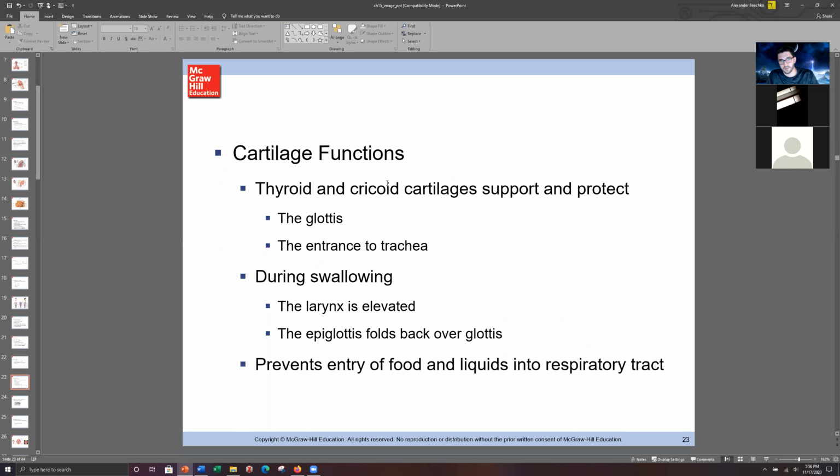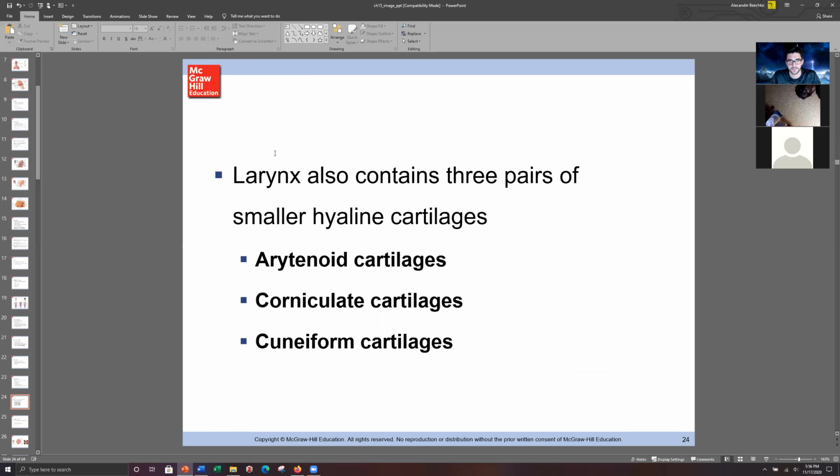Cartilage functions. Thyroid and cricoid cartilages support and protect the glottis and the entrance to the trachea. During swallowing, or during our swallowing reflex, the larynx gets elevated and the epiglottis folds back over the glottis, which helps prevent the entry of food and liquids into our respiratory tract. The larynx also contains three pairs of smaller hyaline cartilages, the arytenoid, corniculate, and cuneiform cartilages. So these ones are paired, whereas the other three are unpaired, meaning that there's a right and left side.